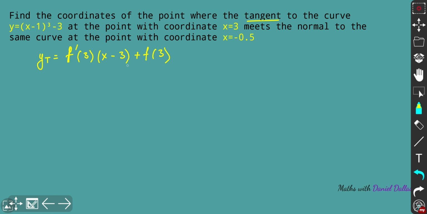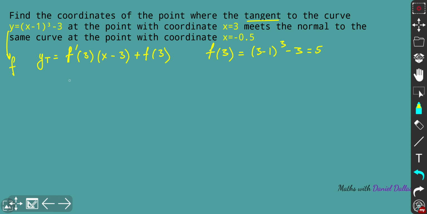So that's the y value. What we're going to do is first calculate f of 3. Our function y, I mark as f, no matter how you mark it, but we mean that everywhere instead of f, we mean the y value of the curve. So in this case, for f of 3, you just plug in 3 instead of x in the equation. 3 minus 1 cubed minus 3: 2 cubed is 8, and 8 minus 3 is 5. So we know that f of 3 is 5.